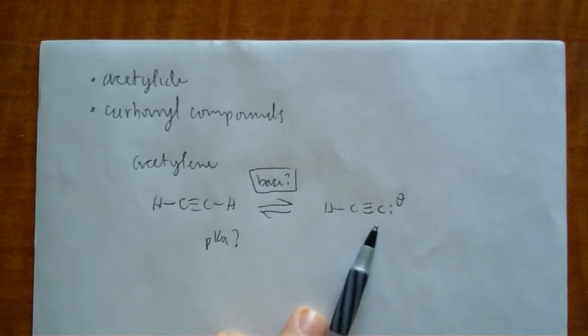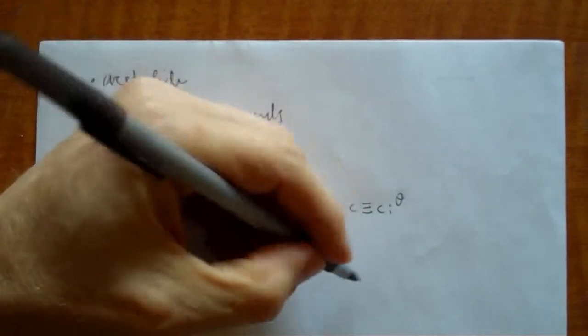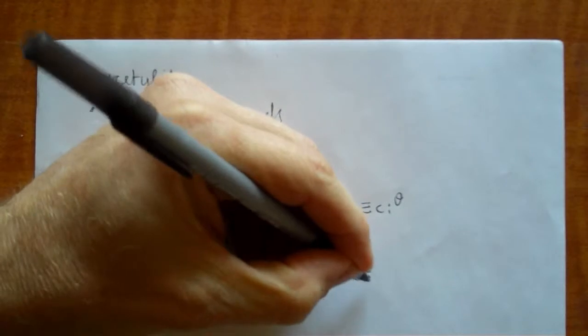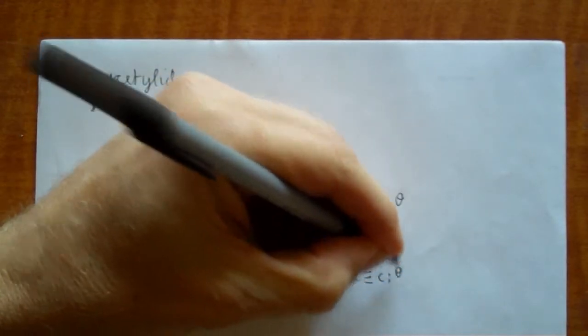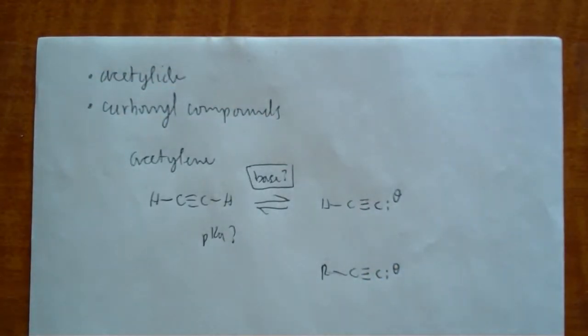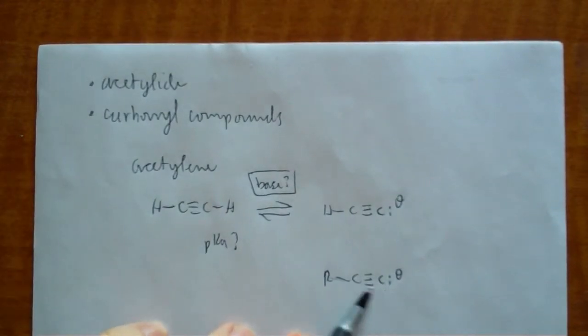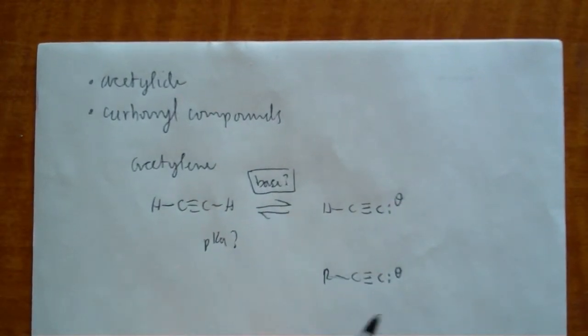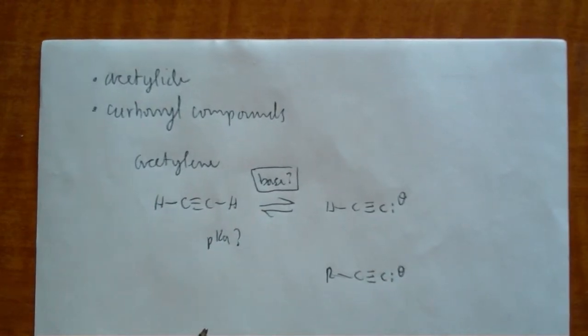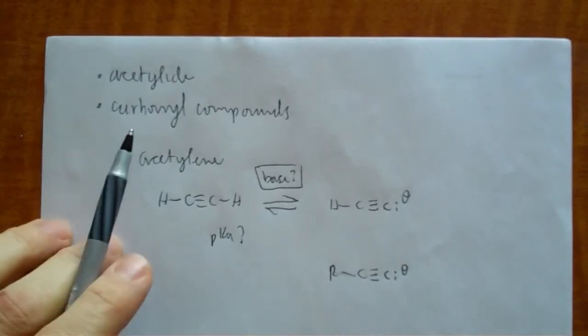Okay, so this is an acetylide ion. Of course, this has the same basic structure. And so an acetylide ion could be a lot of things that has got a carbon-carbon triple bond at the end, or at some portion of it, with a carbon anion. All right, what about carbonyl compounds?